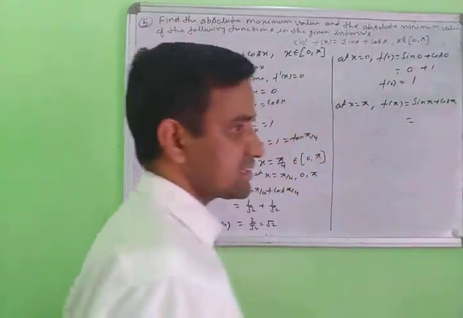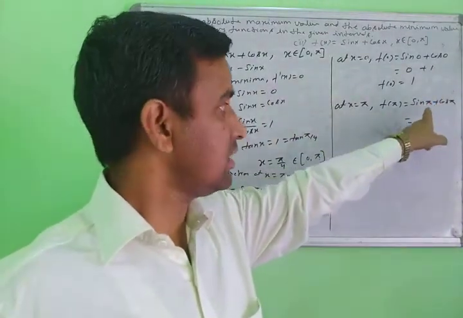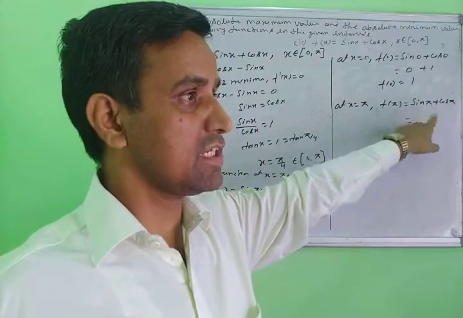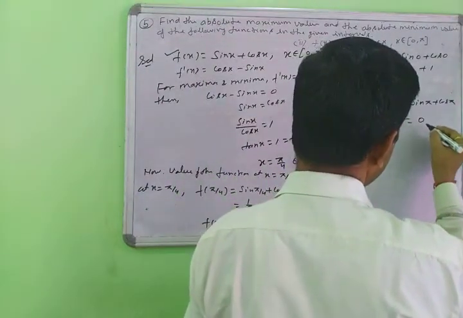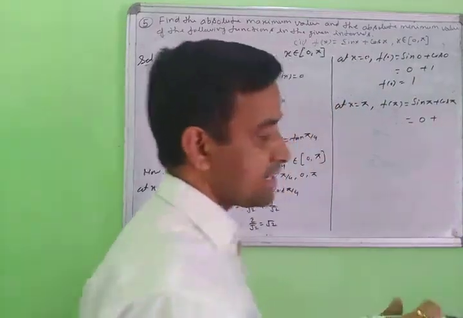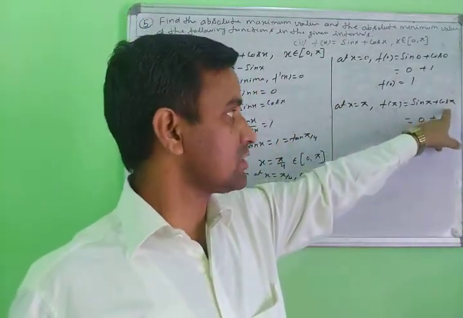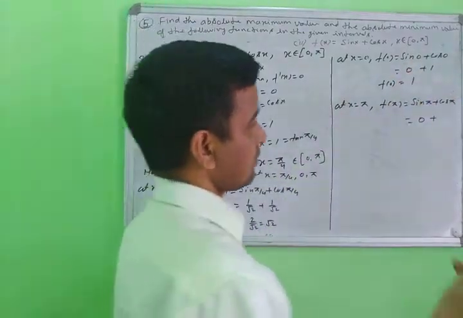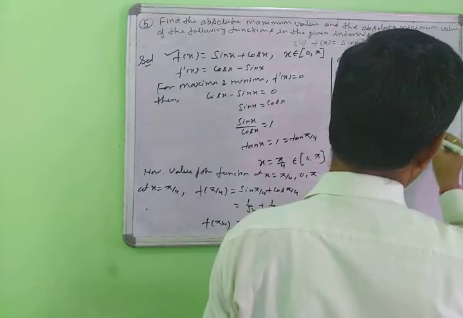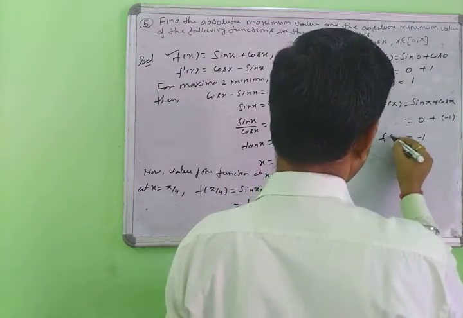The value of sin pi: sin 90 plus theta is cos theta, and cos 90 is 0. Plus cos pi: cos 90 plus theta is minus sin theta. In the second quadrant, the value is minus 1. This is the value at pi.